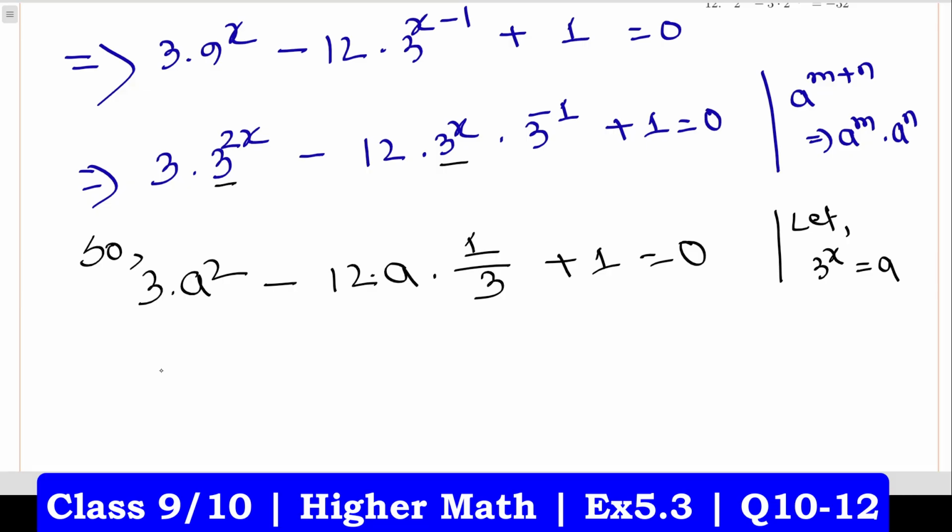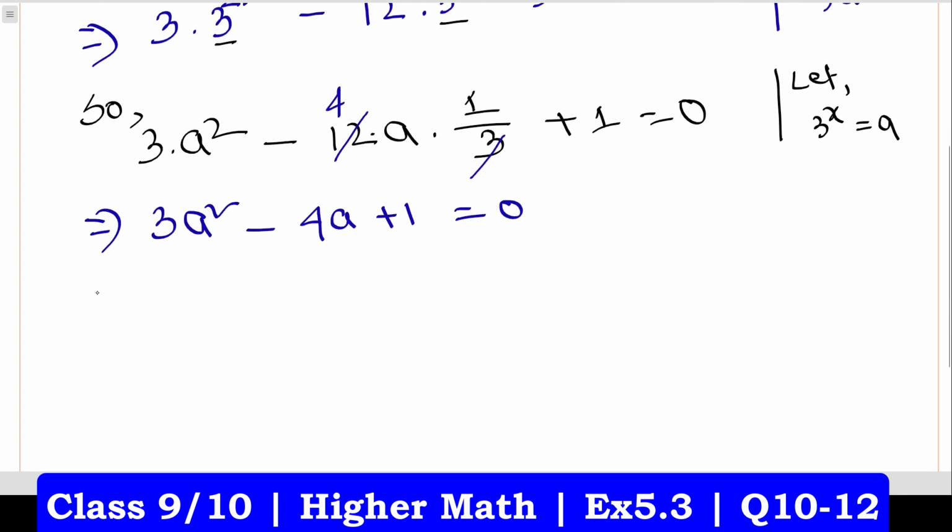Now the most important thing: here is 3a square minus 12, we can divide it by 3, so it will be a square minus 4a plus 1 equals 0. Now it's a quadratic equation, so we can make middle term factor. Here 3 times 1 is 3, so 1 times 3 equals 3, and 1 minus 3 will be minus 4.